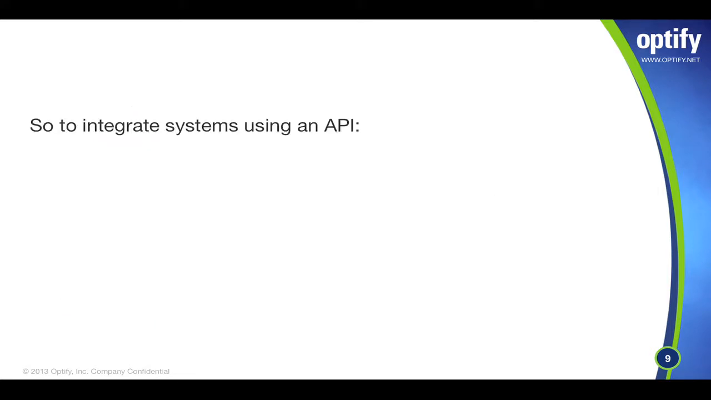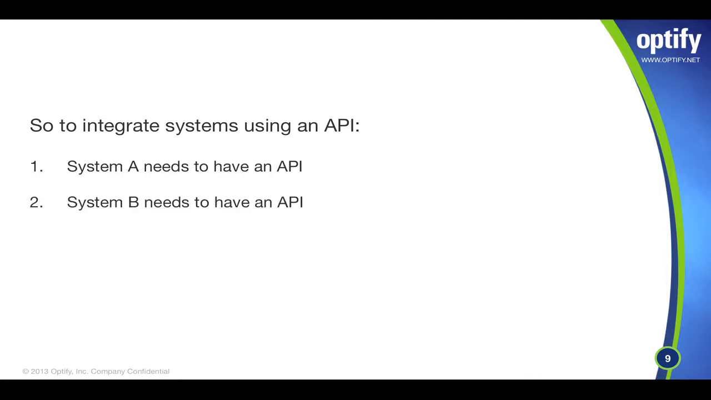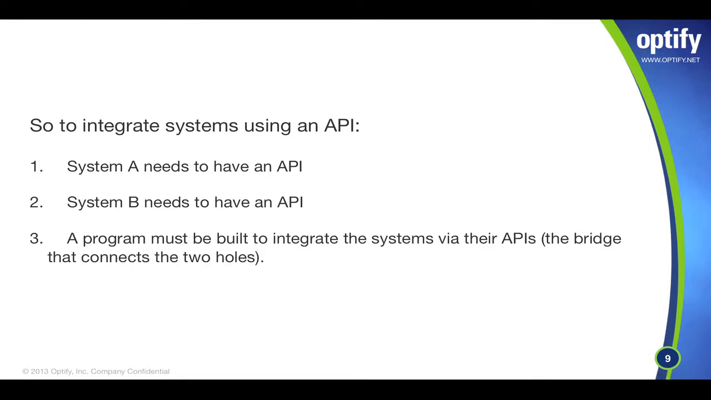So to integrate systems using an API, you need three things. One, System A needs to have an API, which is the hole on that 7th floor. Two, System B needs to also have an API, which is the hole on the other building. And three, a program must be built to integrate the systems via their APIs, which is the bridge that connects the two holes. Also, take into account that sometimes the bridge has already been built. Sometimes there's no bridge. And sometimes the bridge that's been built isn't right for your use case. So please keep in mind that you will need a developer to build the bridge to Optify's API.